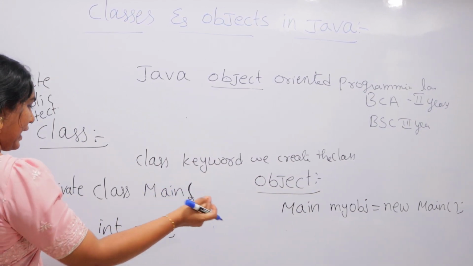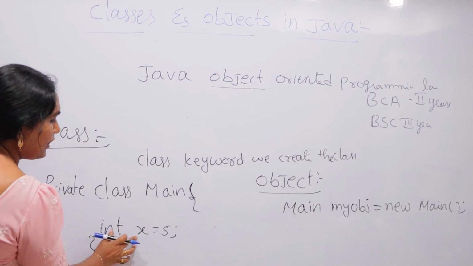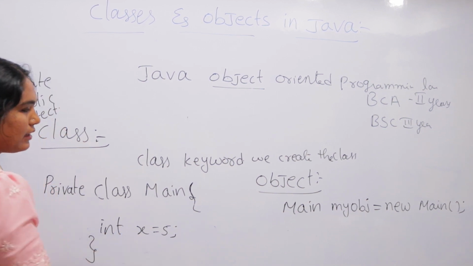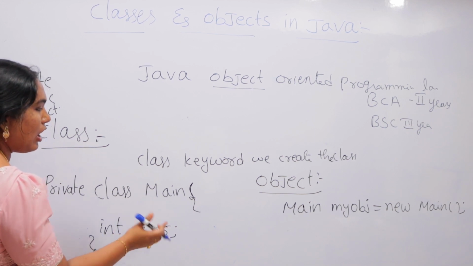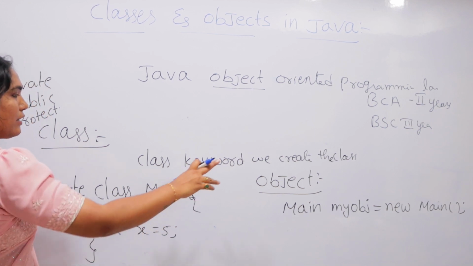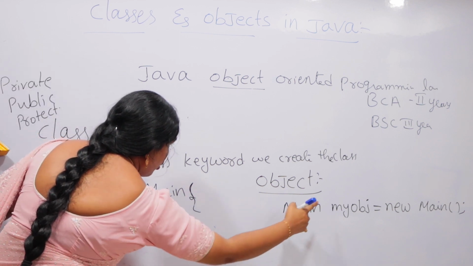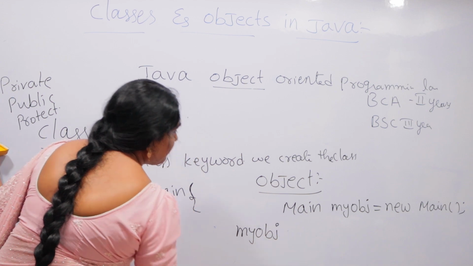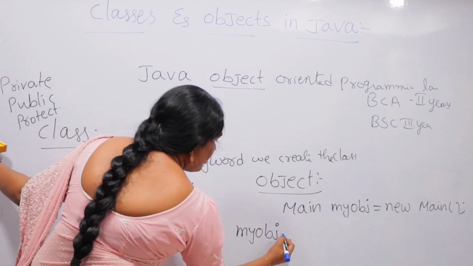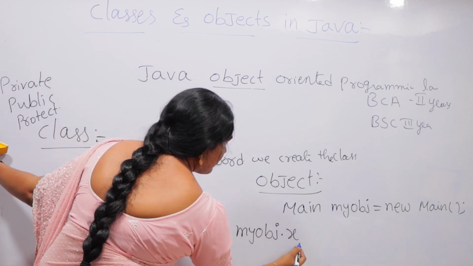By using the my obj, I call the class member. What is the class member here? X. How can I call that X? By using the object. What is the object name here? My obj. My obj dot x.